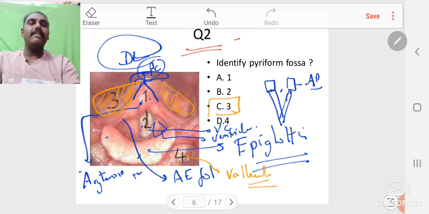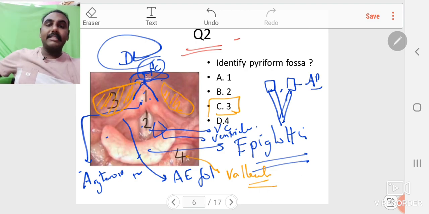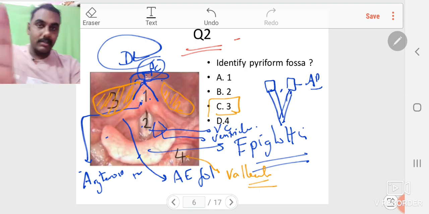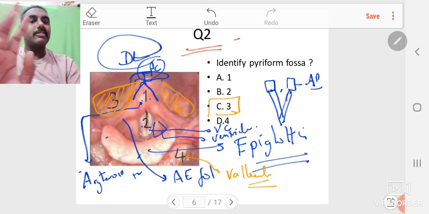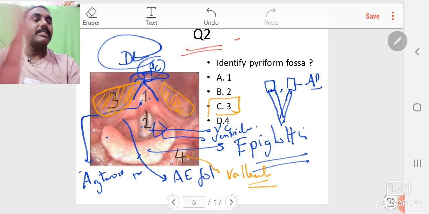So, very simple MCQ, we just need to know what is what. If you know this, fine. This is a simple MCQ which no one will miss. The answer is option C or option 3.